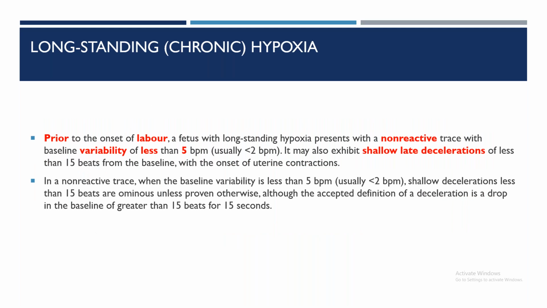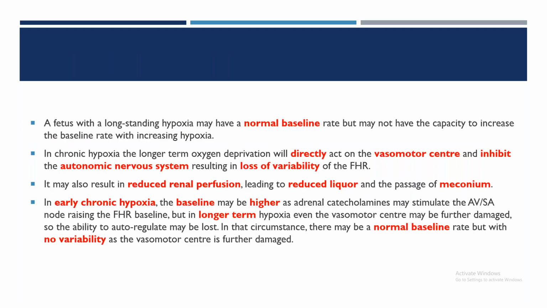Now what happens in long-standing hypoxia? As we all know, in the CTG here, the basic thing is variability becomes less than 5, and there is appearance of shallow late decelerations. So this is the long-standing hypoxia. Mostly it occurs in long-standing fetal growth restriction.